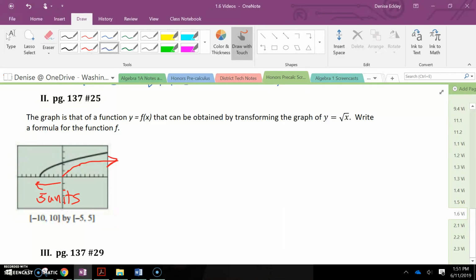So the equation is going to look like this. f of x equals the square root of x, and then we're going to have a plus 5 to show that it's been translated left. That's where the plus comes in, and the 5 is for the number of units.